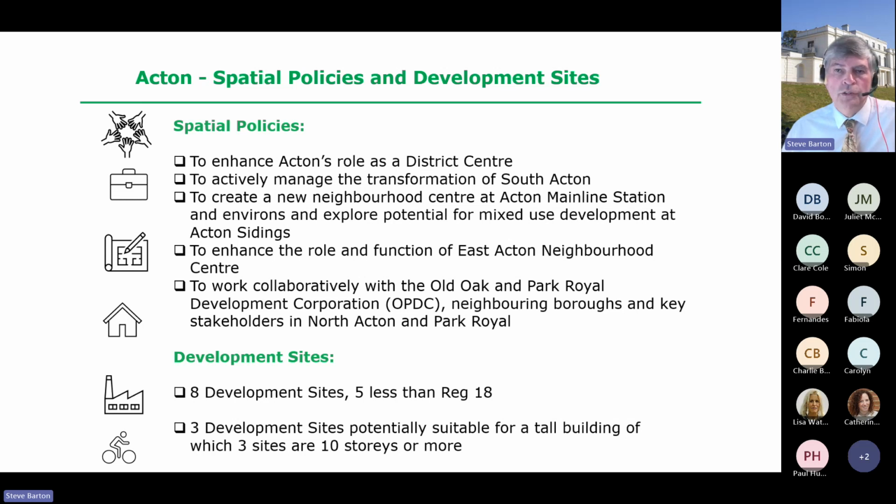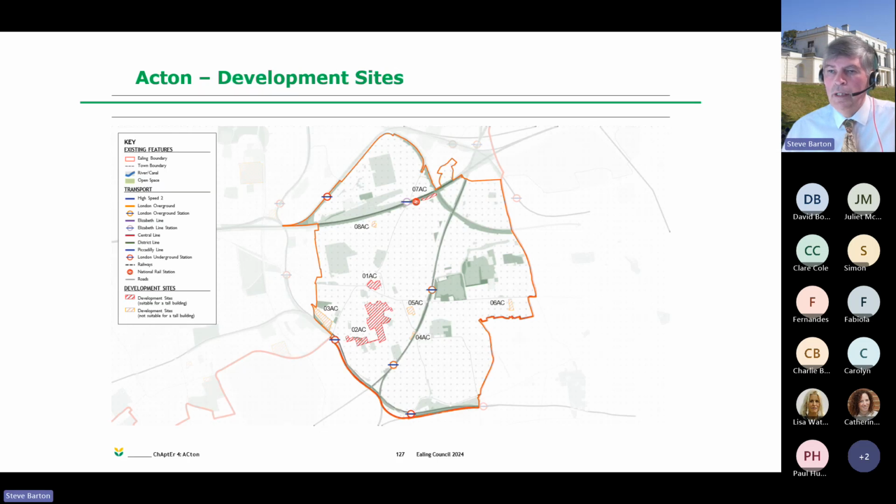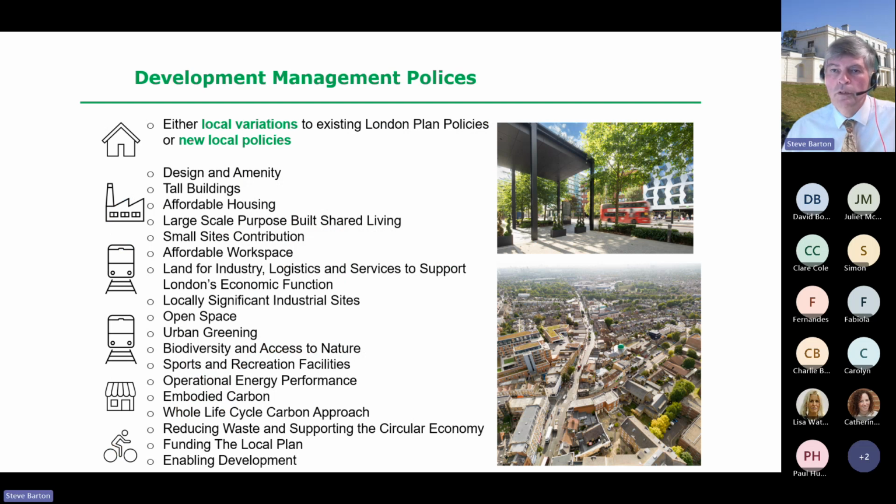That's 5 less than we consulted on at Reg 18. 3 of those development sites are considered to be potentially suitable for a tall building, of which all 3 are for 10 storeys or more. And those development sites are illustrated on this map, and those where taller elements might be deemed to be suitable are also highlighted. So that was chapter 4.